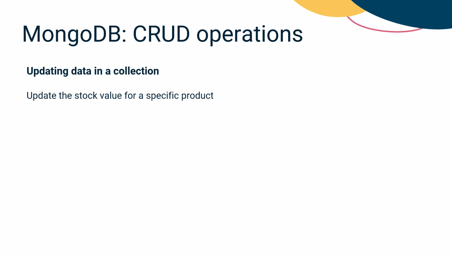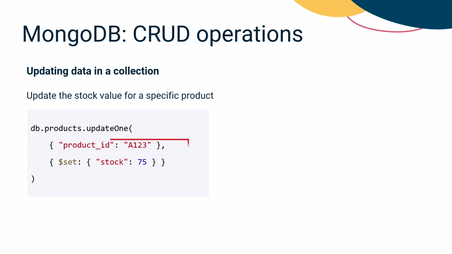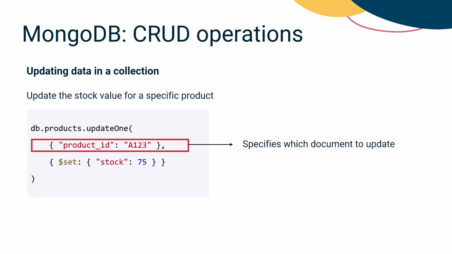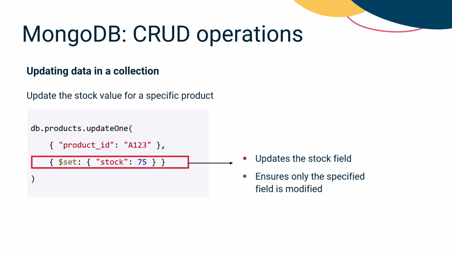Next, let's update data in the collection. This code modifies an existing document in the products collection using the updateOne method. The first parameter, product ID, specifies which document to update. The second parameter, $set, updates the stock field to 75. The $set operator ensures that only the specified field is modified without affecting the rest of the document.